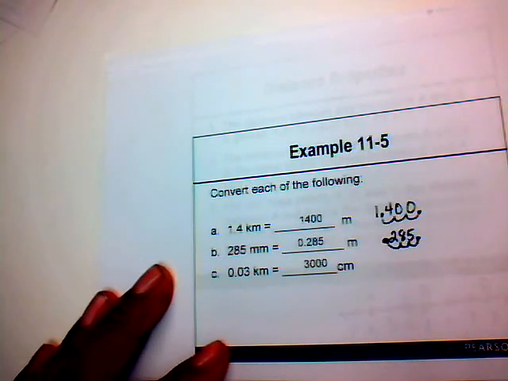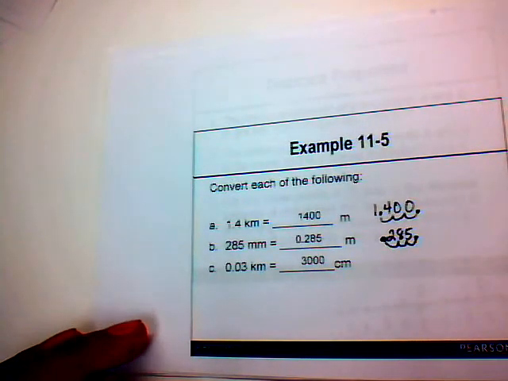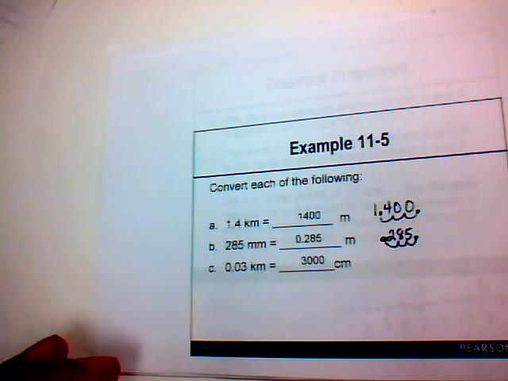So in this case, the decimal point is in front of the 2. So 285 millimeters is equivalent to 0.285 meters, or 285 thousandths of a meter, if you want to pronounce that particular decimal appropriately or incorrectly.